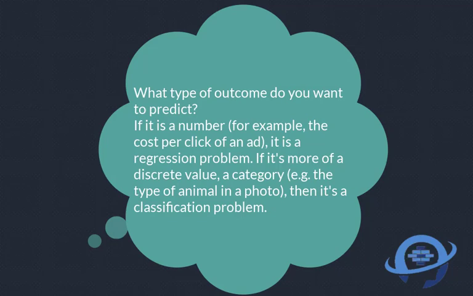What type of outcome do you want to predict? If it is a number, for example, the cost per click of an ad, it is a regression problem. If it's more of a discrete value, a category, e.g. the type of animal in a photo, then it's a classification problem.